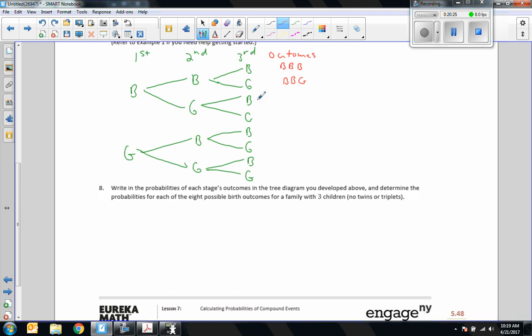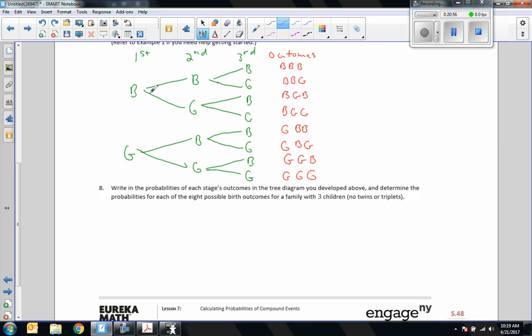Then how about boy, girl, boy? Middle child is a girl. And then boy, girl, girl. First is a boy, the last two are girls. And girl, boy, boy. And then girl, boy, girl. And then girl, girl, boy. And then all three are girls. Okay. So there are our 8 possible outcomes.